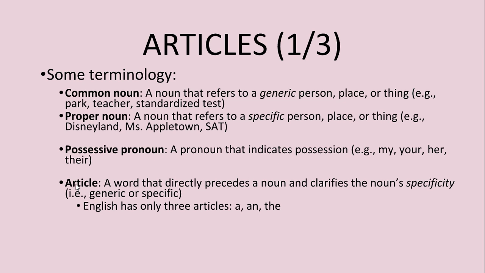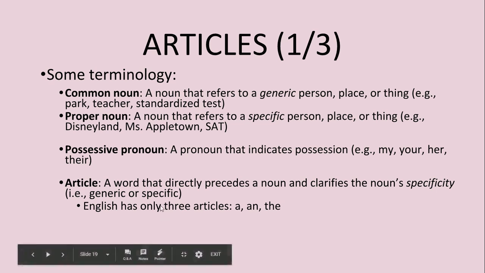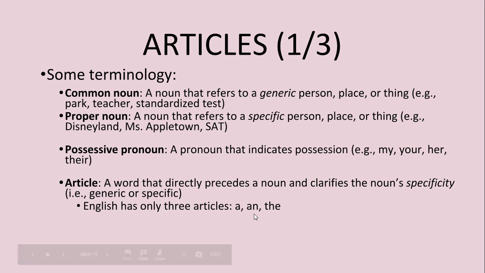An article is technically a word that directly precedes a noun, comes right before a noun, and clarifies the noun's specificity. We just defined two categories of nouns based on specificity, common or proper, and an article is a word that clarifies whether a noun is specific or general. And in English, as I said, there's only three: a, an, and the. But despite the fact that there's only three, where exactly you can use these three is a little bit complex.